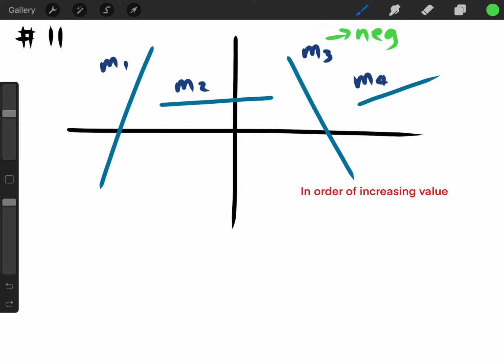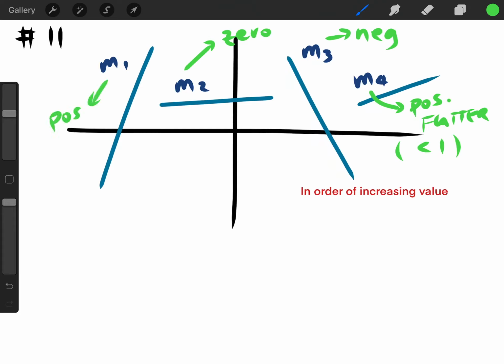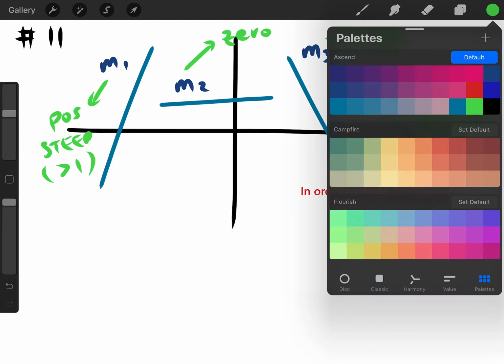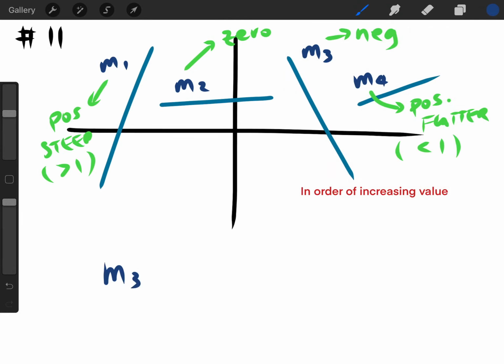The next one is going to be M2, because M2 is actually going to be 0, since it's a flat line. M4 is going to be the next one, because it's positive but kind of flat. Flat means that your value of the slope is going to be less than 1. And then the last one is going to be M1. M1 is positive, but this one is steep, which means your slope is going to be greater than 1. So when you write it in order, start with M3 and then M2. However you want to arrange this, I'll just put the inequality sign. So this is the order.